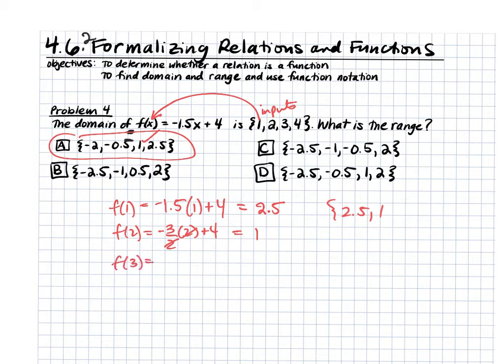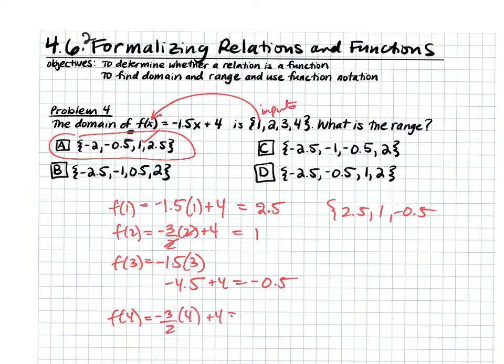If we put a 3 in, negative 1.5 times 3 is negative 4.5, plus 4. So that's going to be negative 0.5. And then if we do 4, I'm going to do the fraction again. You can just do this in the calculator too. This 2 cancels with this 2 here, so that's negative 6 plus 4, which is negative 2. So that's our range, and there's my negative 2. Remember, this is the outputs. So range is outputs and domain is inputs.